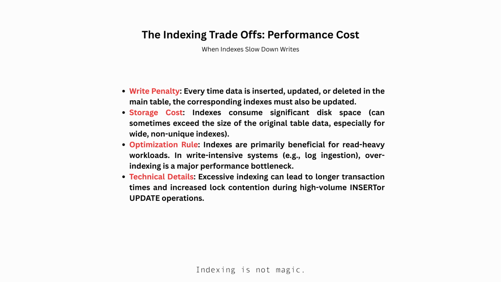Indexing is not magic, it's a trade-off. You are trading write latency for read speed. Every time you insert, update, or delete a row in the main table, the database engine must also update every single index associated with that table. If you have a table with one clustered index and five non-clustered indexes, a single write operation effectively becomes six writes. Furthermore, indexes consume significant disk space and memory. In write-heavy workloads like log ingestion systems, over-indexing will cause lock contention and throttle your throughput. Index solely based on read necessity.